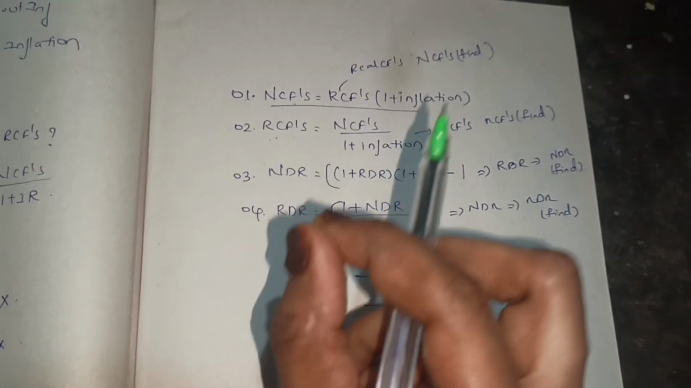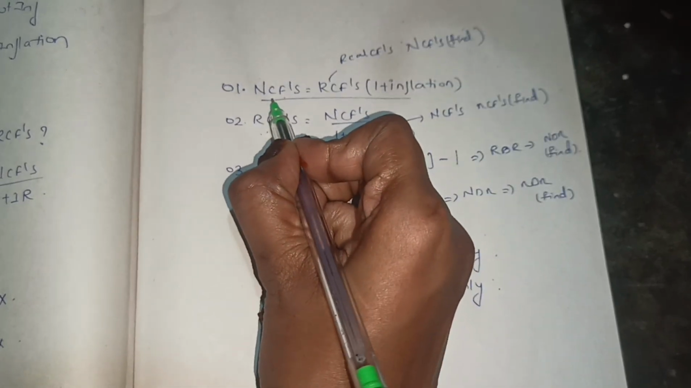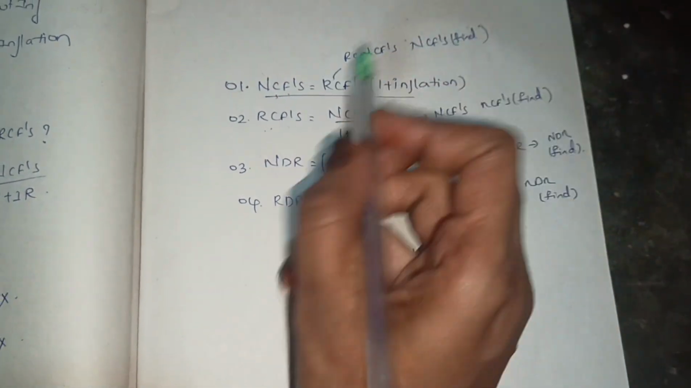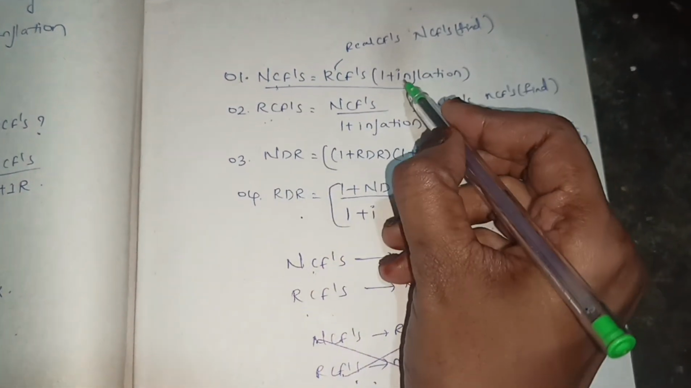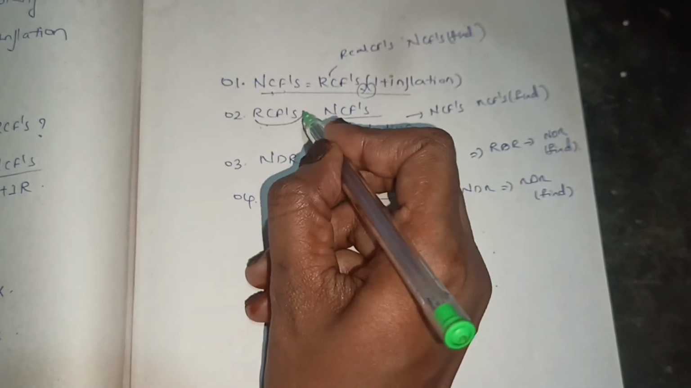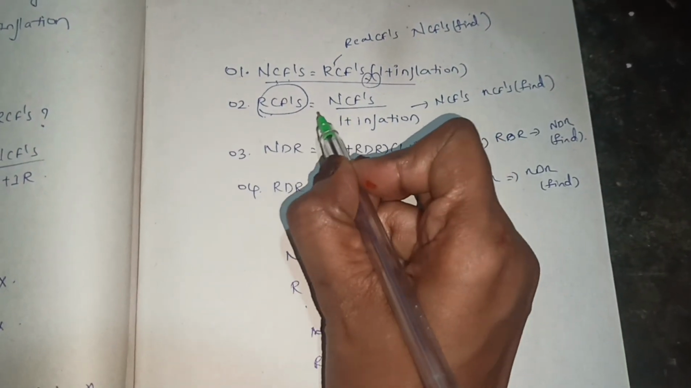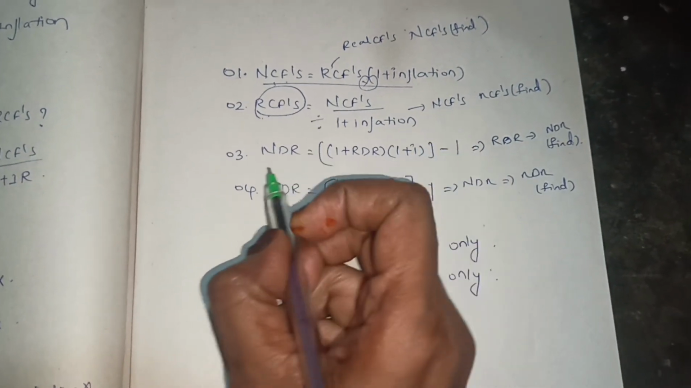I already gave you one trick to remember this. Nominal cash flows means you have to include inflation. So as to include something, you have to multiply. Real cash flows means you have to exclude inflation. So as to exclude inflation, you have to divide.